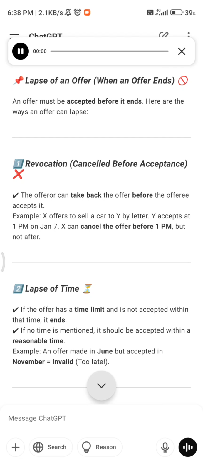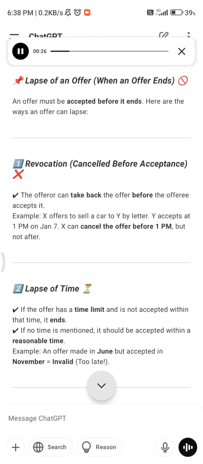Lapse of an offer, when an offer ends. An offer must be accepted before it ends. Here are the ways an offer can lapse. 1. Revocation, canceled before acceptance. The offeror can take back the offer before the offeree accepts it. Example, X offers to sell a car to Y by letter. Y accepts at 1 p.m. on Jan 7th. X can cancel the offer before 1 p.m., but not after.